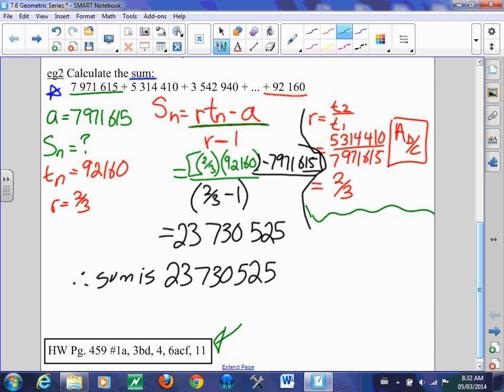So here's your homework, ladies and gentlemen. Page 459, 1A, 3D, 4, 6 ACF, and 11.